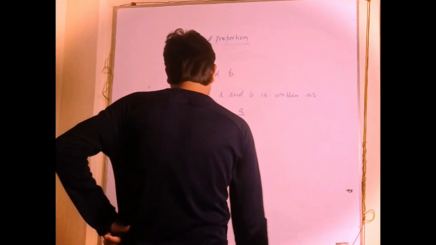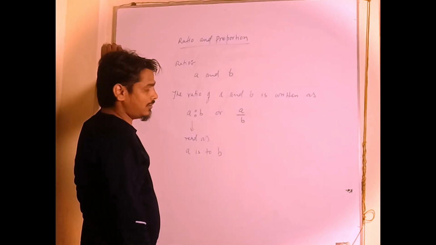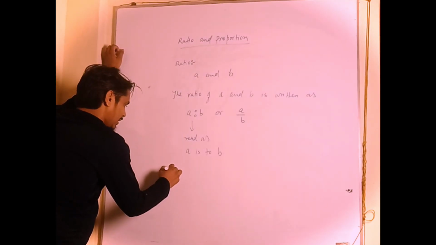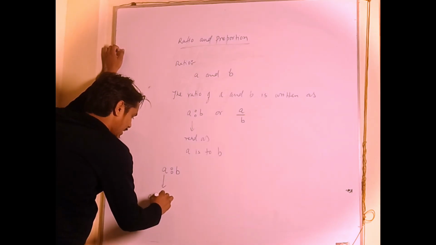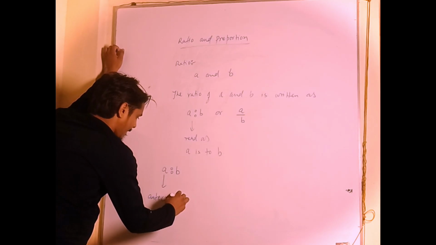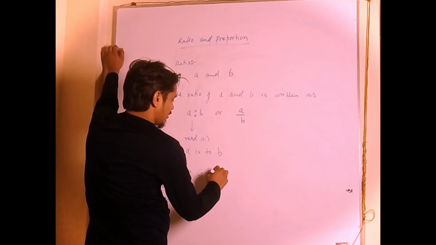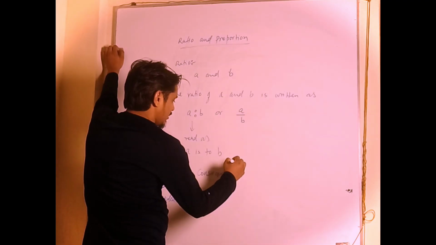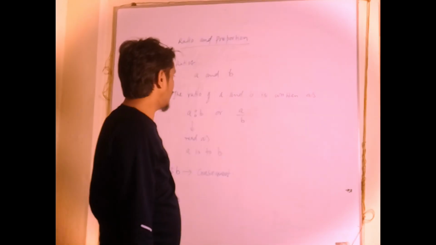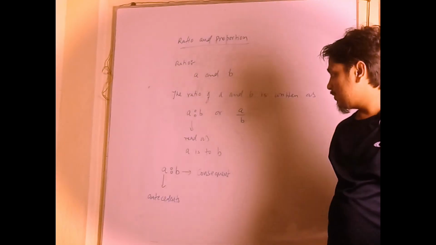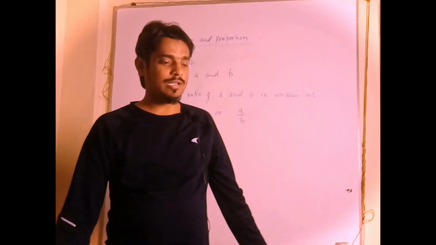So in a ratio we have two terms. A is one term, B is another term. In the ratio A to B, the first term we call the antecedent, and the second term we call the consequent.